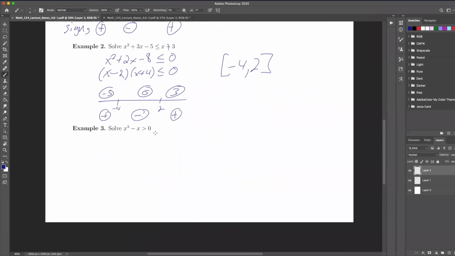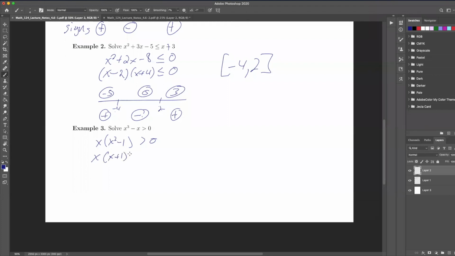Here we have something. Do I have the polynomial on one side and everything else on the other? Yeah, I do. Now I need to find the zeros of this. Well, the zeros of this, I can pull out an x, and then I'm left with x squared minus 1 greater than 0. Then from there, this is a difference of squares, which we've seen almost every day.